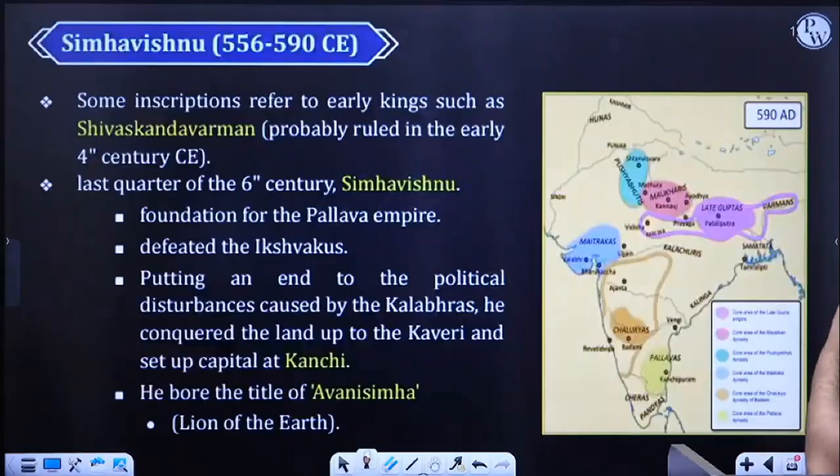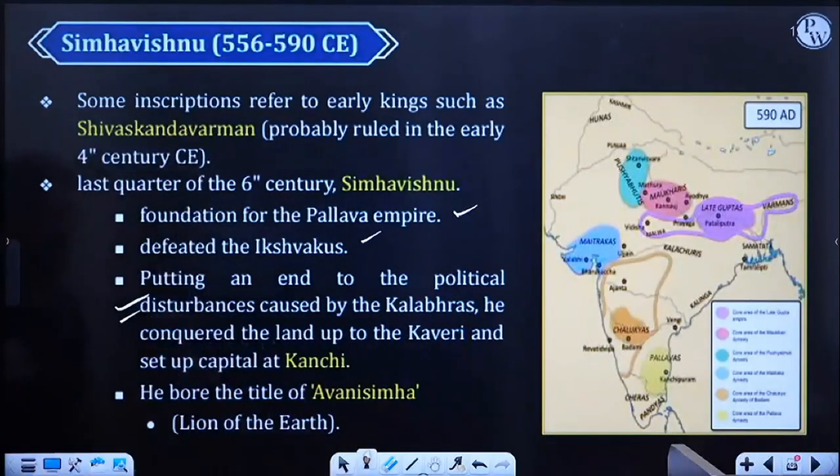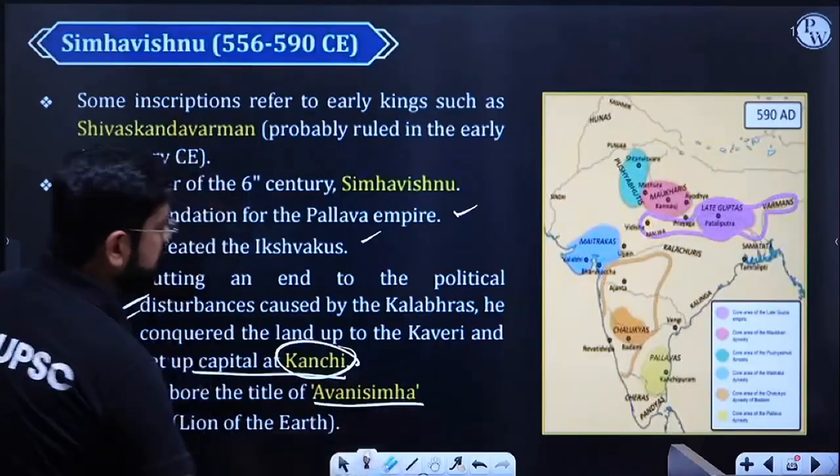Now we have discussed the conflict. So Simha Vishnu, we are talking about Simha Vishnu. He is known as the founder. He defeated Ishwakus, then Kalabharas and all. Already seen capital at Kanchi. So capital is at Kanchi and title Avani Simha.